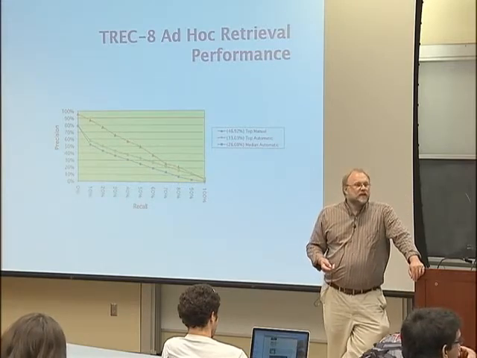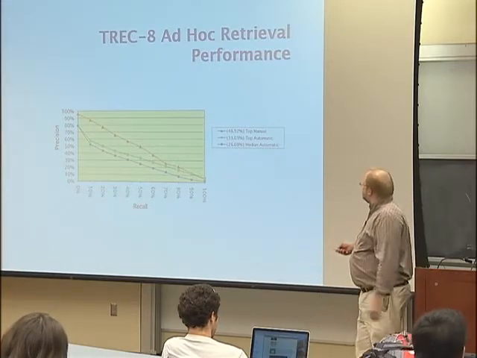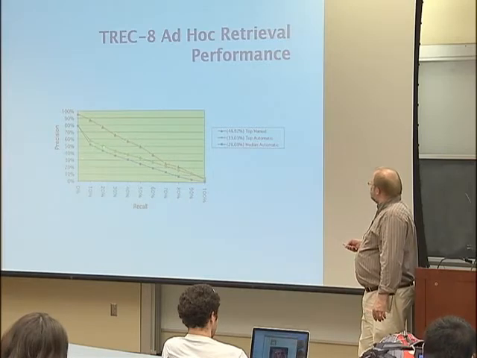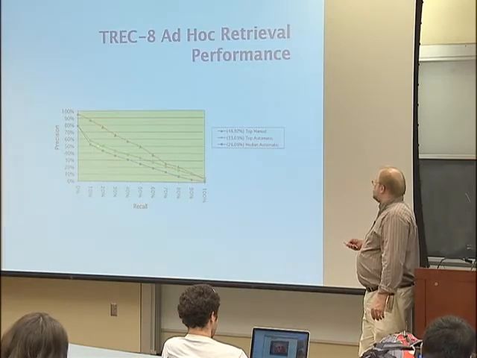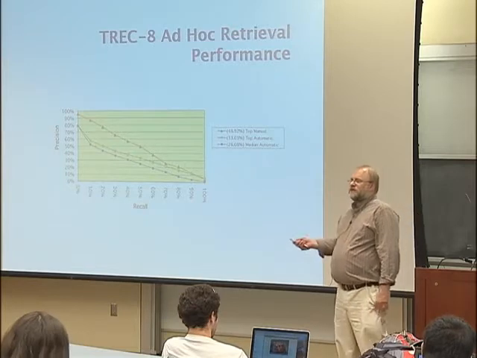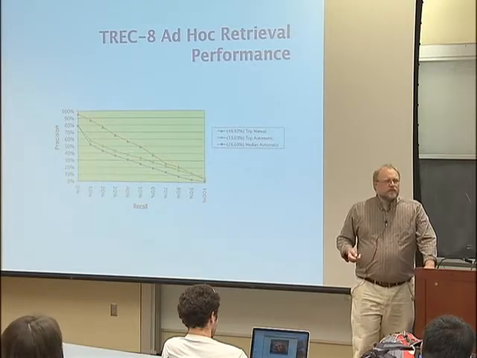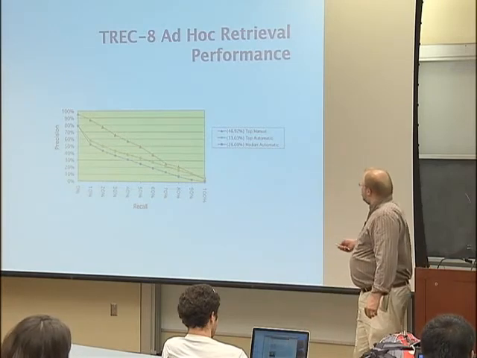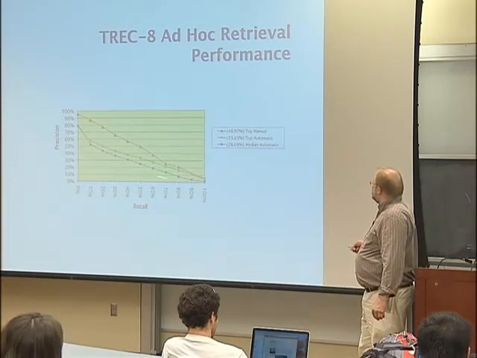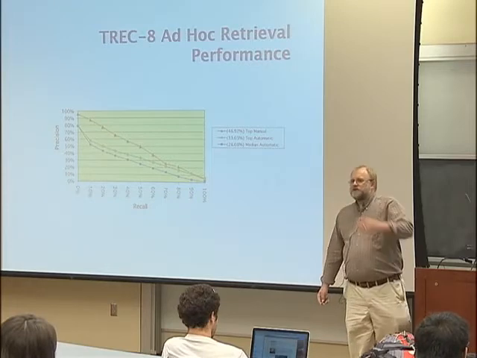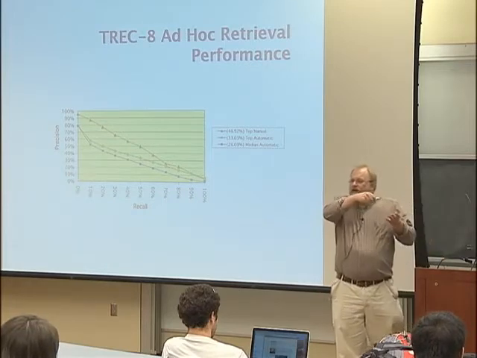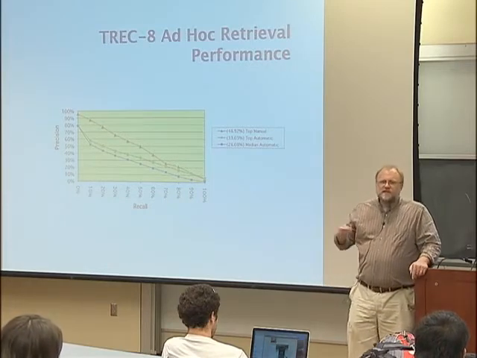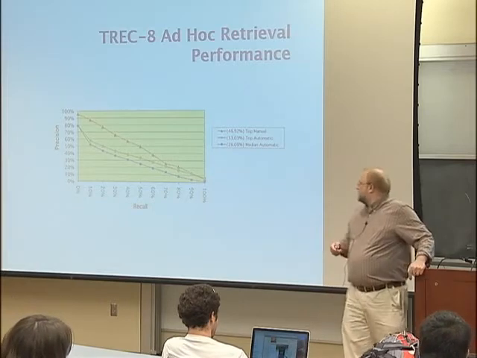Okay? The second thing we notice is that even the best automated system really has a long way to go before it meets human performance. So there's a lot of room for improvement. And the difference between the best system and the median system, that is also significant. So there's something that the good systems are doing that the average systems aren't that makes a big difference.